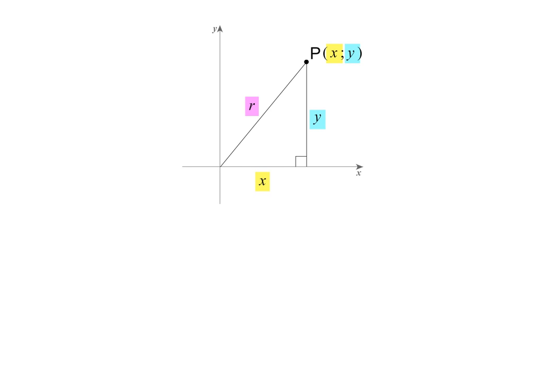The side which joins the origin to P is always labelled R. The angle, which is always measured from the x-axis to R, is theta. R is the hypotenuse because it lies opposite the right angle. X is the side adjacent to theta, and y is the side opposite theta.